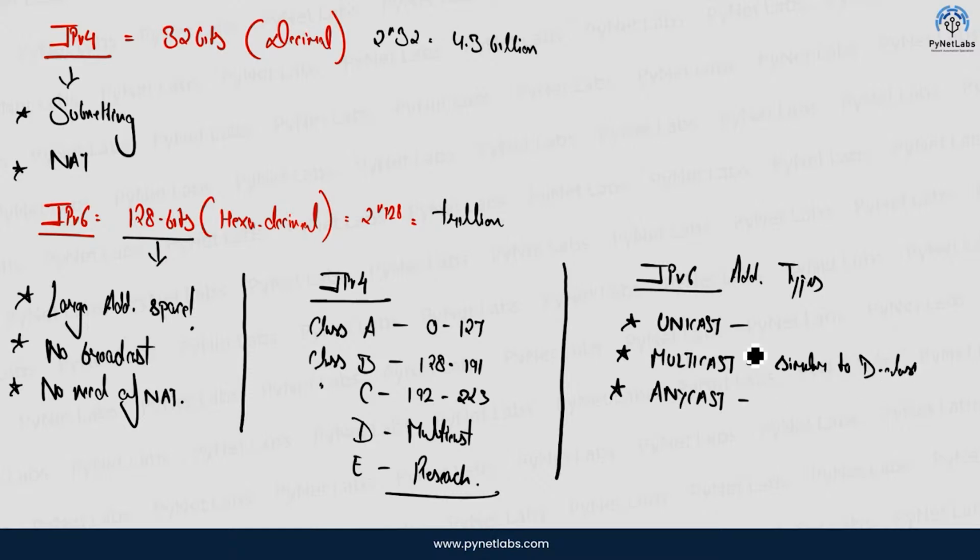Anycast is something which is different than broadcast. So I'll let you know with an example what exactly this Anycast address looks like and what's the use of this Anycast address. But before that, I'd like to show you the structure of IPv6, how it is written and how we are going to define the IPv6 address. So let's take an example.